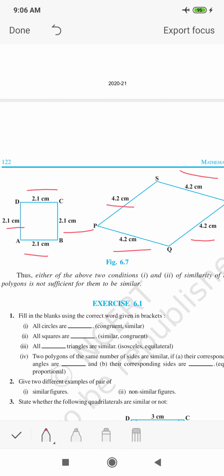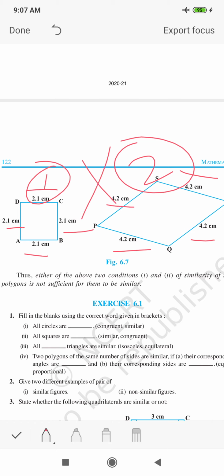So if either of the conditions fails, we can say that the two polygons are not similar: if the first condition fails or the second condition fails. If both conditions are satisfied, angles are the same and sides are in the same ratio, then and only then will they be similar; otherwise they will not be similar. So here figure number 1 and figure number 2 are not similar. Why are they not similar? Because their angles are not equal.